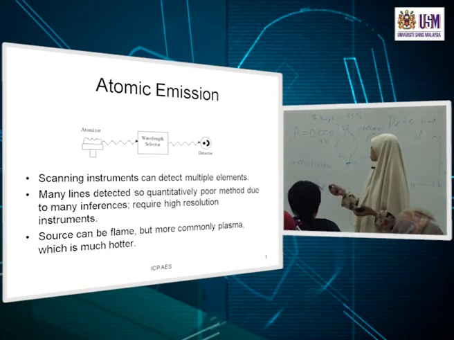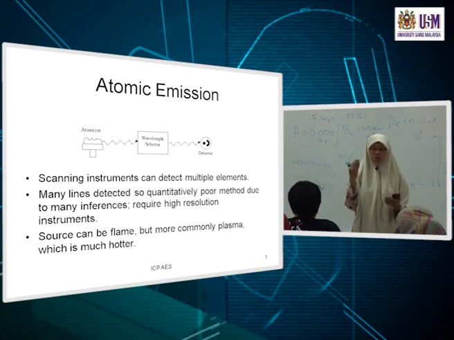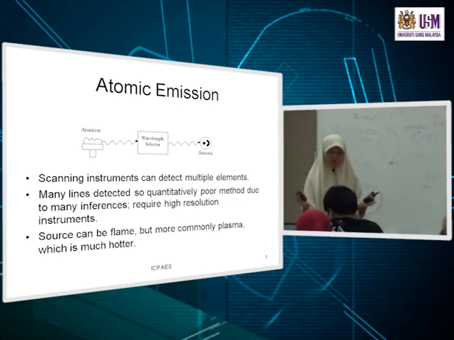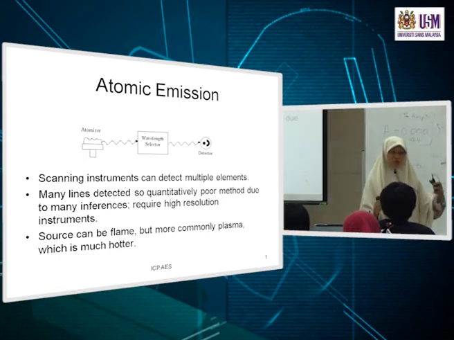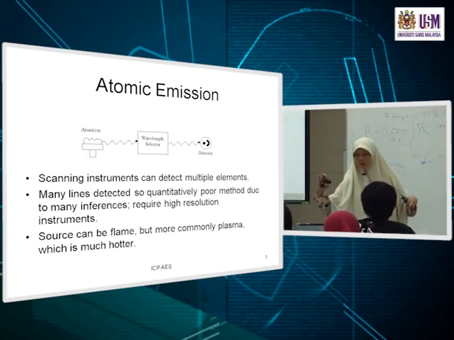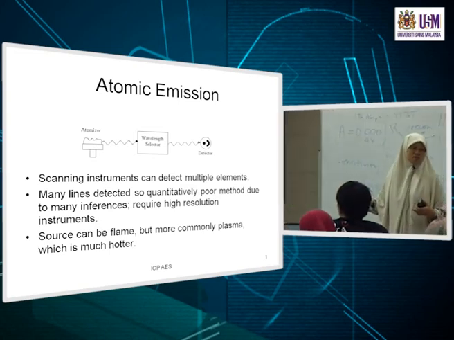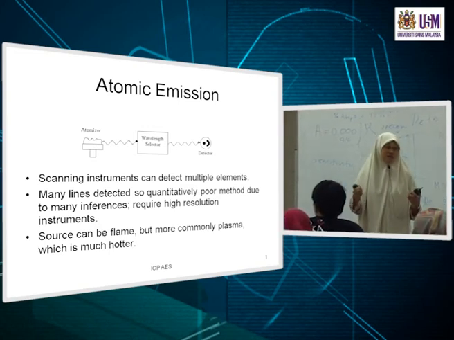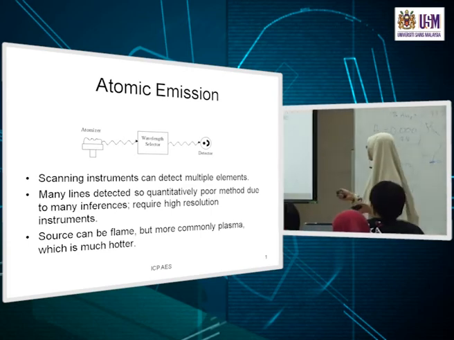So in that case, with atomic emission, maybe not with a flame, we can do what you call multi-elemental analysis, where you do one element after another. For AAS, not so possible, because you look at one element at a time. You have to change the lamp and then set a different wavelength to do another element. But here, no need to change any source. Just change the wavelength and you're looking at a different element.